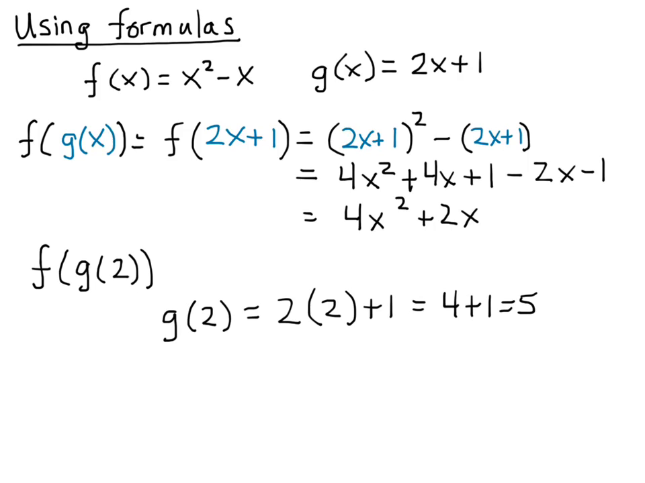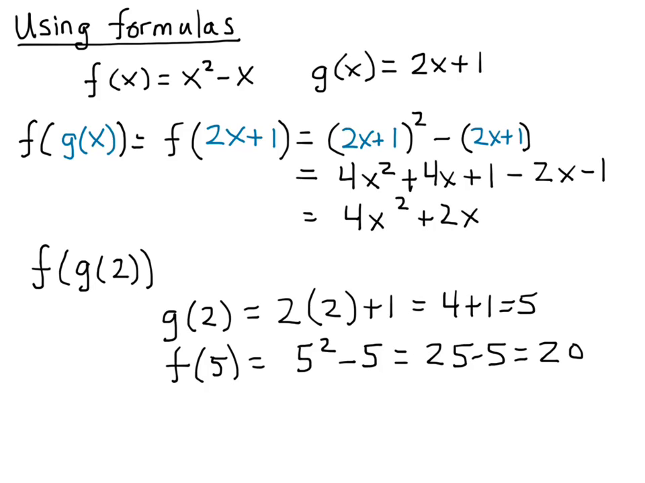Let's say g at 2, we want to do f at g at 2. So g at 2 is going to be 2 times 2 plus 1. 2 times 2 plus 1 is 4 plus 1 is 5. And then I'm going to take f at 5 and say, okay, 5 squared minus 5 is 20.